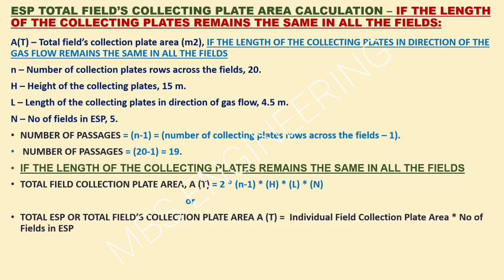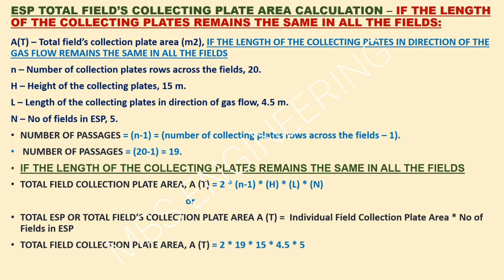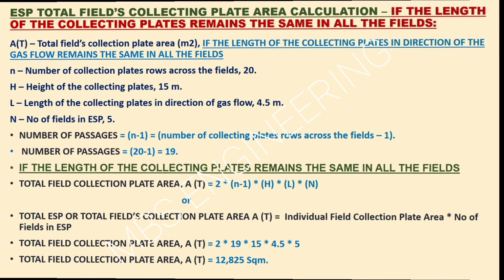Or, total fields collection plate area, AT, is equal to individual field collection plate area multiplied by number of fields in the ESP. Total fields collection plate area, AT, is equal to 2 multiplied by 19, multiplied by 15, multiplied by 4.5, multiplied by 5. Based on the above equation, the total fields collection plate area AT is equal to 12,825 square meters for this ESP system.